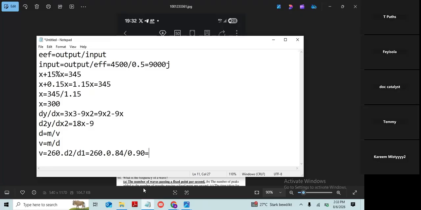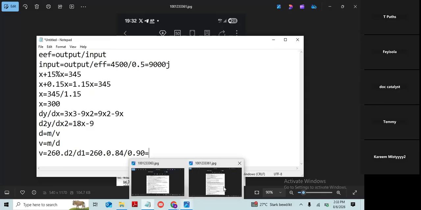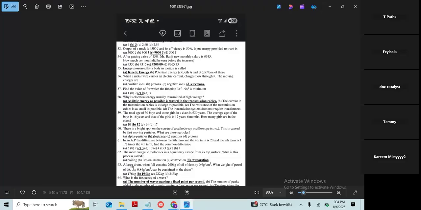Now, if you are going to press your calculator now, press, yeah? Sir, please, where is the 260 coming from? It's from the question. Yeah, number 63. Read the question again. A large drum, when full, contains 260 kilograms mass. Do you get it now?